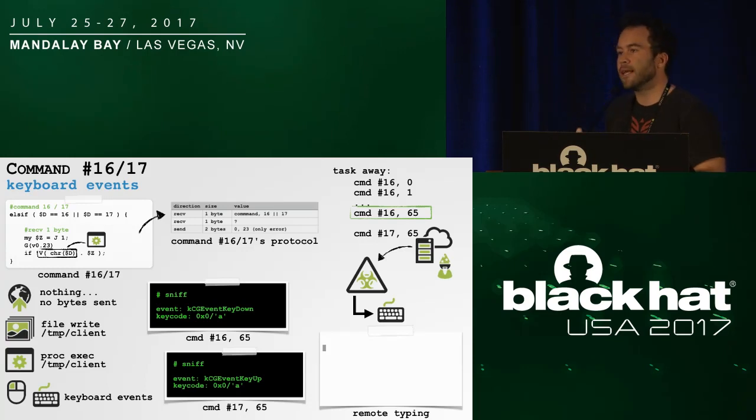For example, if we send command number 16 and a value of 65 for the second byte, we can see that the keyboard sniffer shows a key down event for the letter A. And then if we send a command number 17, it generates a key up value for that same letter. So now we have the ability to remotely interact with the keyboard or type on an infected host. So again, watch closely. We can now task the malware and write things on the screen. So for example, we can say, hi.